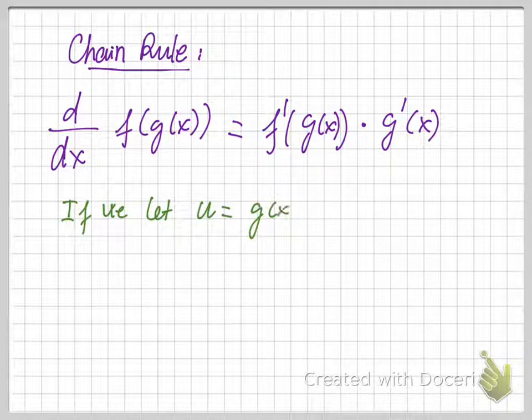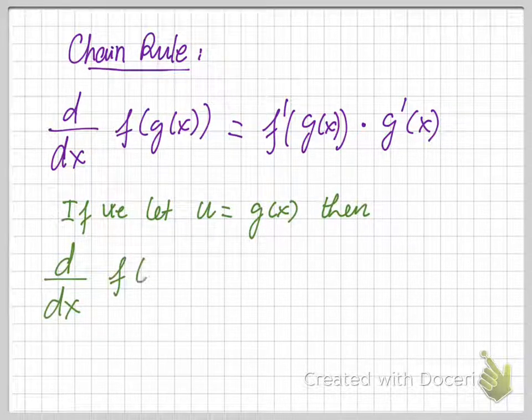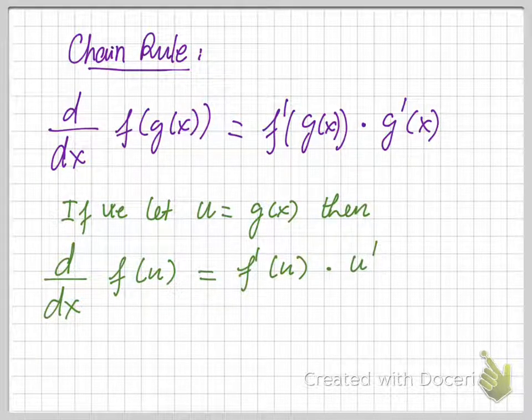Another way: if you rewrite g of x in terms of u, then the function f of g of x becomes f of u, and the derivative is going to be just the derivative of f in terms of u multiplied by the derivative of u. Okay, let's look at an example.